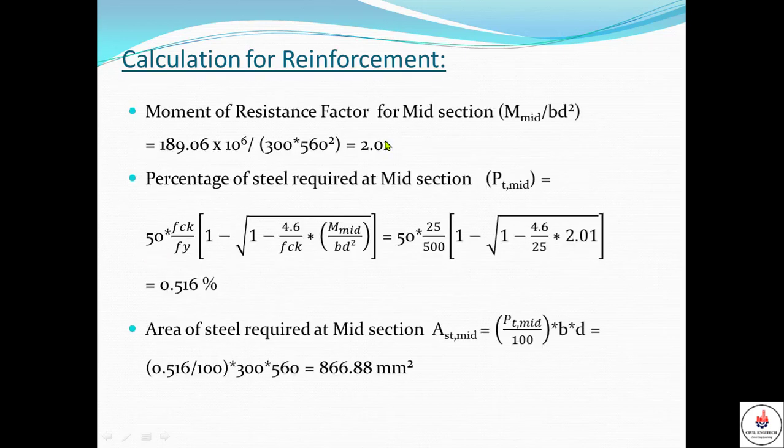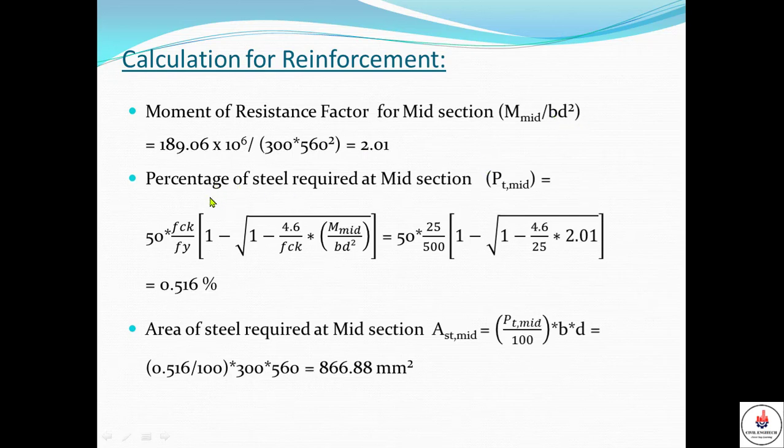So now we have to find out the reinforcement for the mid section. First we find the moment of resistance factor for the mid section, which is denoted as M mid divided by BD square. We know that M mid is 189.06 into 10 to the power 6, divided by B which is 300, into 560 square, which is D square. By calculating this, we get 2.01, which is M mid by BD square.